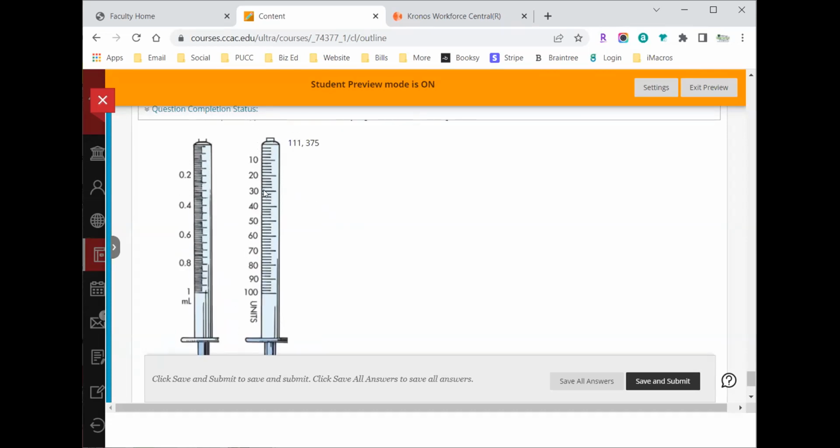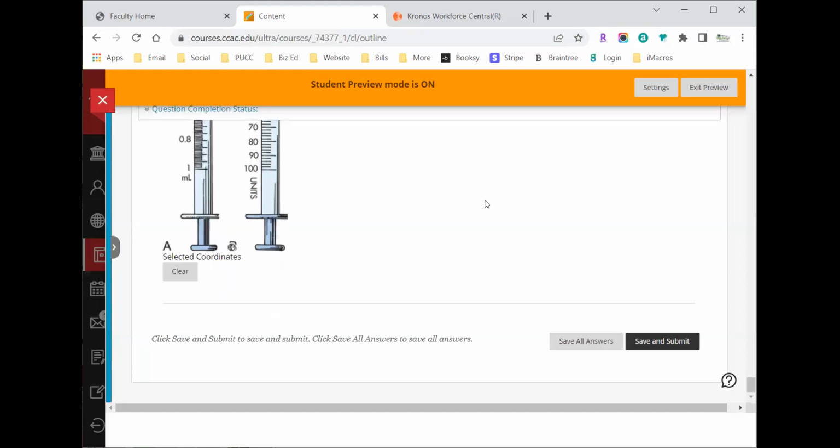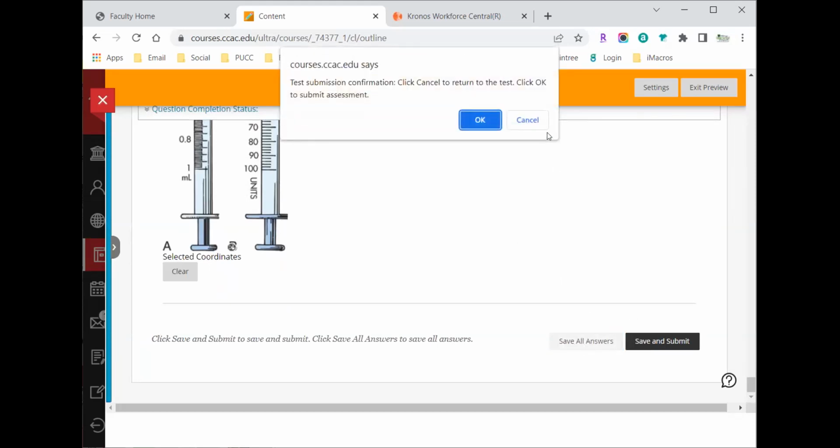You could also put a mark at 30. If I were writing this question, I'd probably say choose the correct syringe and place a mark at the total. That's probably how I would have worded it. That way you would mark it at 30. But as long as you choose B, you should be good. All right, all answers are saved. Let's see how we did.